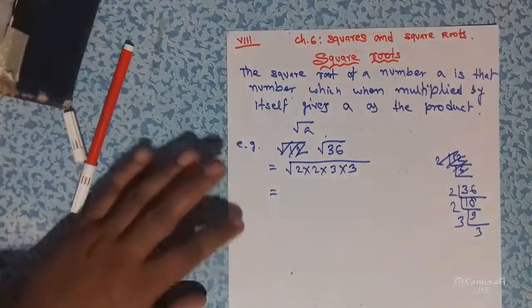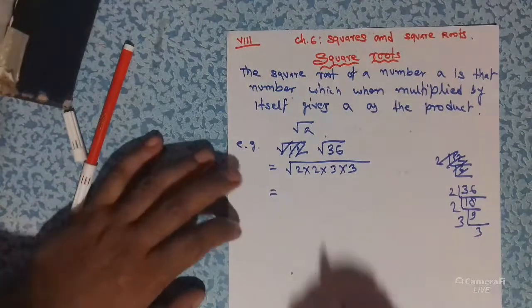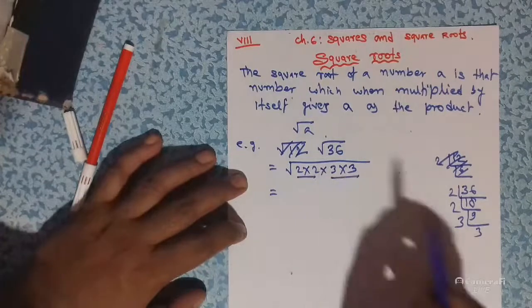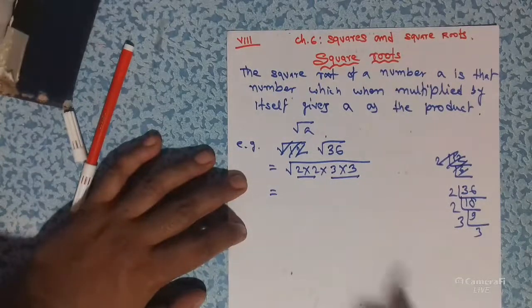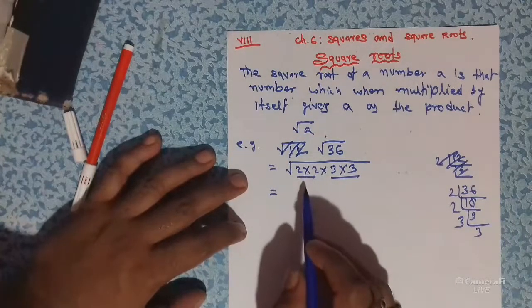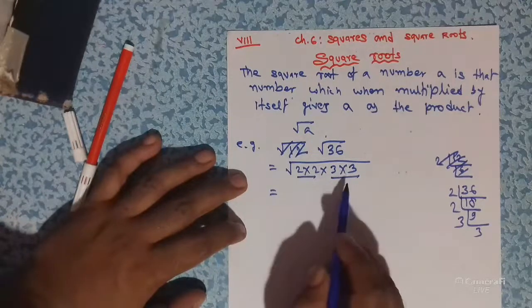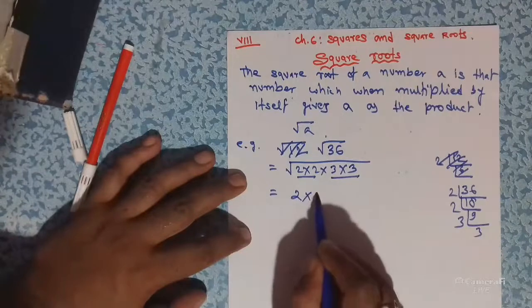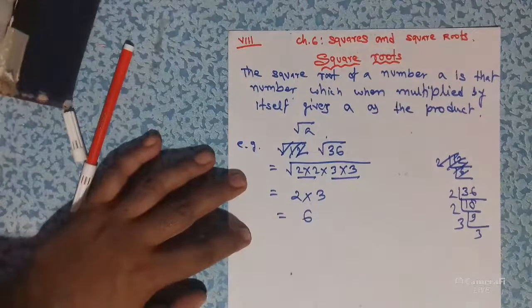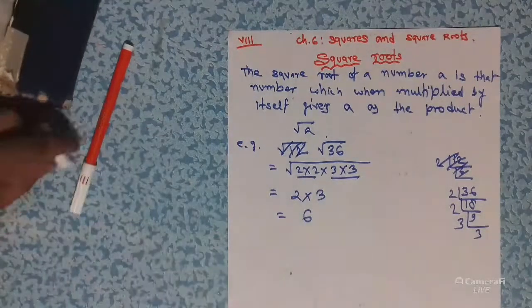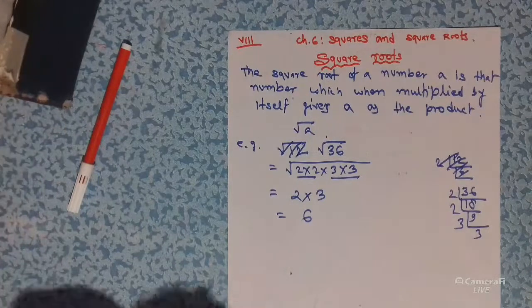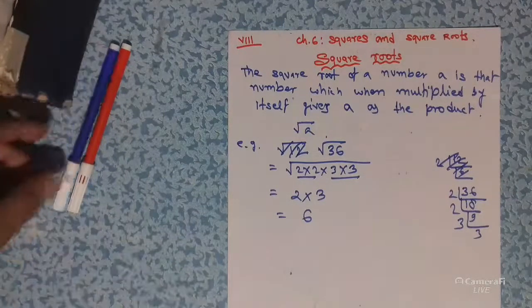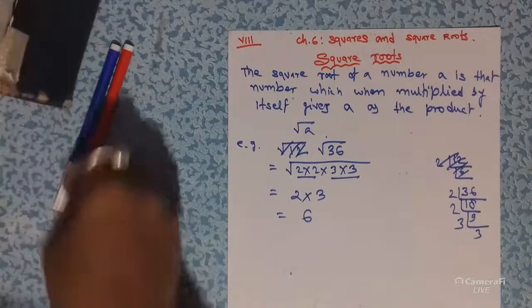Okay, so here you have to choose some pairs. So here two pairs are there, and you have to take one prime factor from each of the pairs. Okay, so you have to take 2 and 3. So the square root of 36 is 6. So I hope you understood. So if you have any doubt, you can ask me.